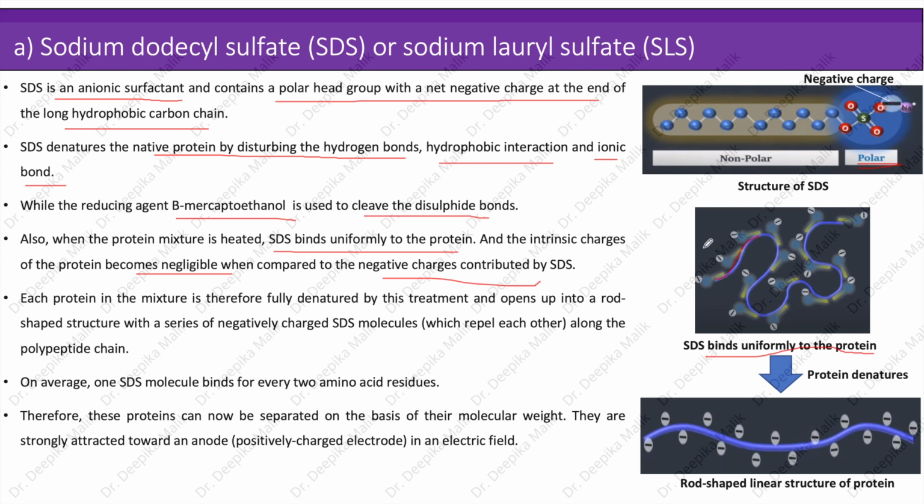Each protein in the mixture is therefore fully denatured by this treatment and opens up into a rod-shaped structure with a series of negatively charged SDS molecules which repel each other along the polypeptide chain, as you can see in this diagram. Now, on average, one SDS molecule binds for every 2 amino acid residues. Therefore, these proteins can now be separated on the basis of their molecular weight. They are strongly attracted towards an anode, that is positively charged electrode in an electric field.